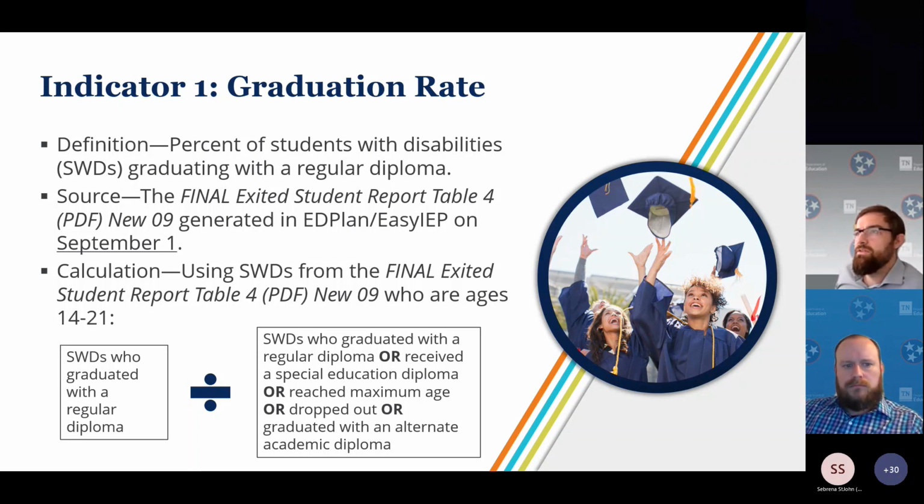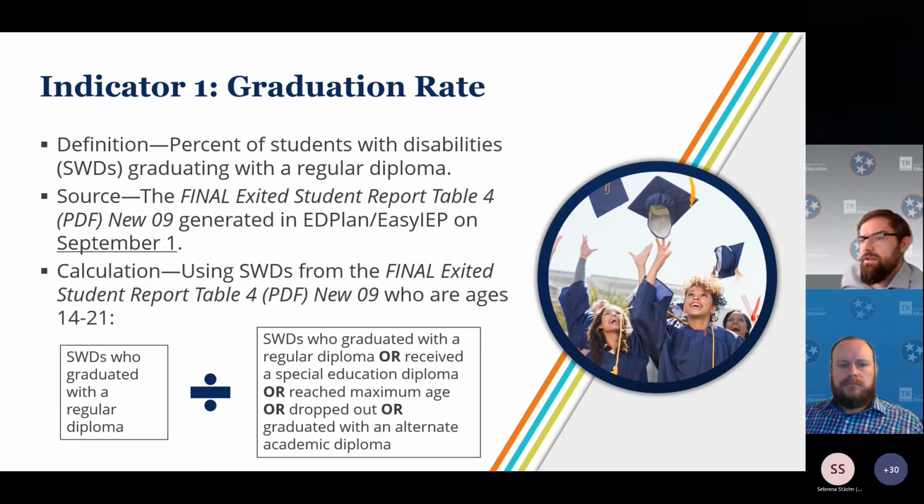So what we're talking about here is the percentage of students with disabilities who graduate with a regular high school diploma. And the source comes from the exit data that is entered into EdPlan Easy IEP. We will be pulling the final exit report on September 1st, and those are the numbers that will be used for calculating the statewide indicator as well as your individual LEA indicator results.